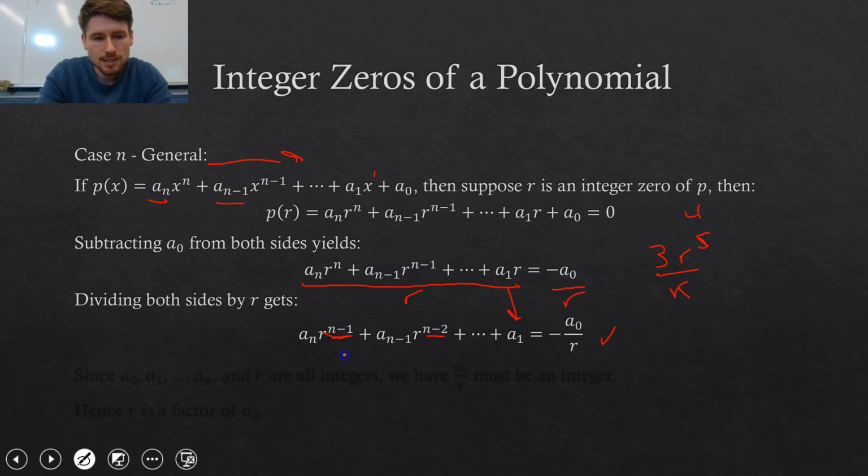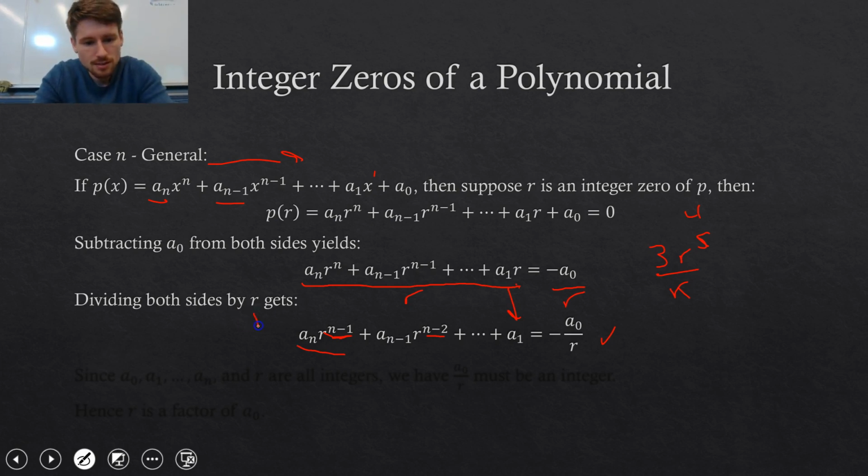So we have on the left this really big, long expression, but the important thing to realize is that we have an integer here because an is an integer, and r to the n minus 1 is an integer, because any multiple of an integer is an integer.